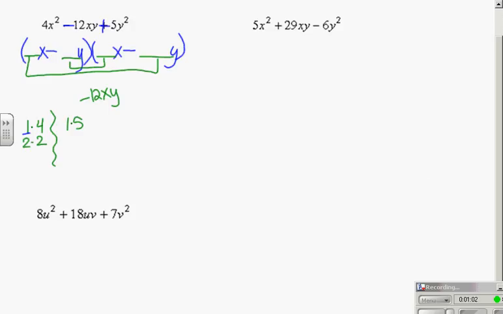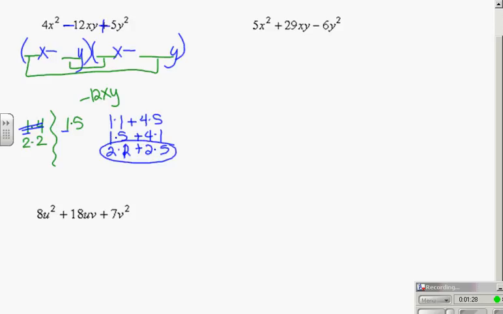So we start 1 times 1 plus 4 times 5. That's not going to be 12. Switch it around. 1 times 5 plus 4 times 1. That's not 12. I'm done with that one. Now I take 2 times 1 plus 2 times 5. That's 12. So that is what I need to use.